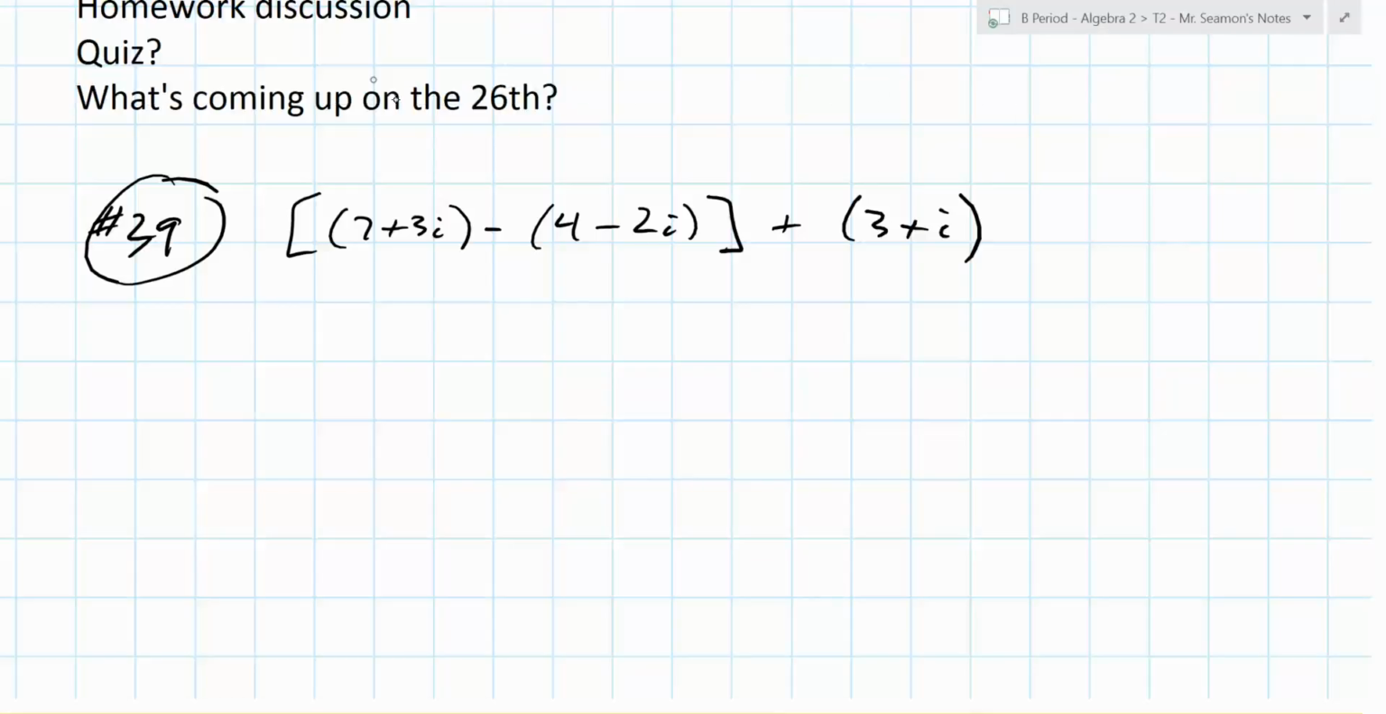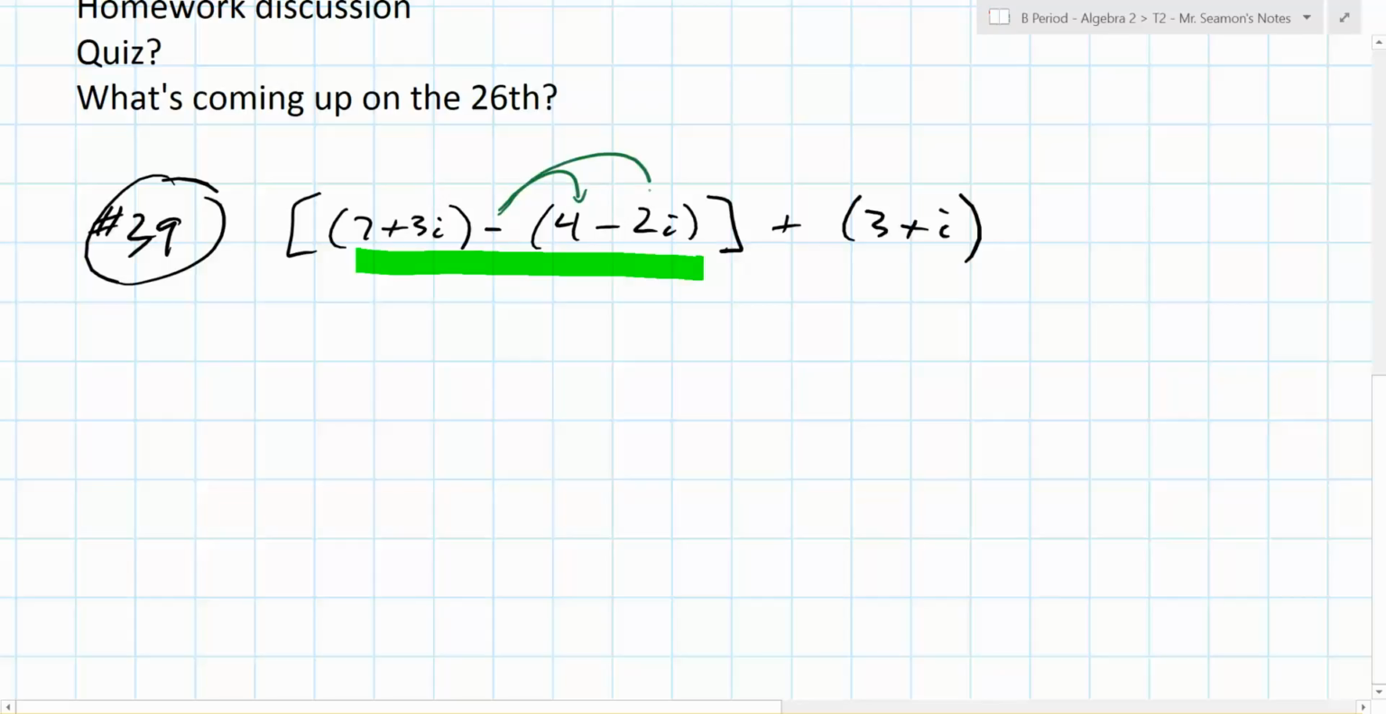You can do these in order here, so let's do these. Combine those two first. What could you do with that negative sign if you wanted to? You could distribute it. So you're going to have 7 plus 3i minus what? 4 plus 2i plus 3 plus i. So then how many i's do we have right there?